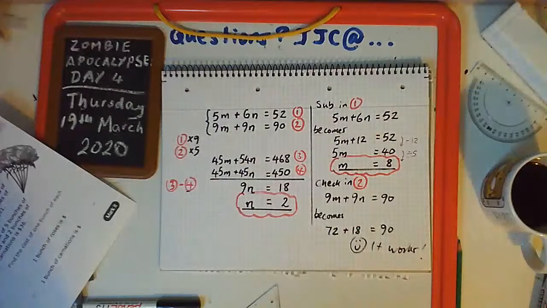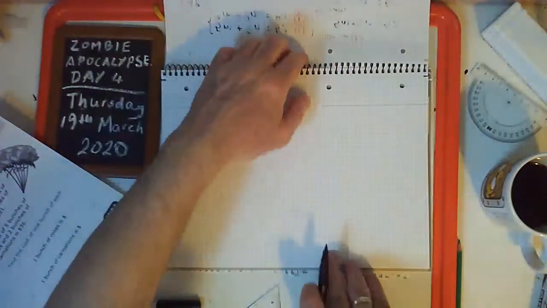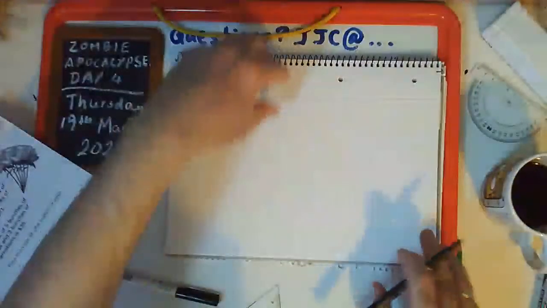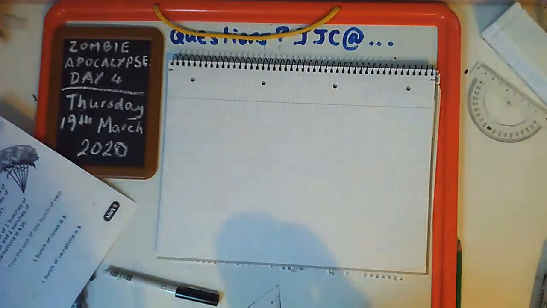Okay, so I'm going to do, I think, one more of those today, which will be the word problem, and then we'll call that it for today, unless anybody suddenly emails me in with any questions. So if you have got any specific questions, doesn't have to be algebra, just anything you've got stuck on in the week, then do mail it in.